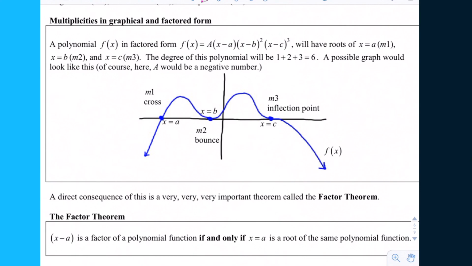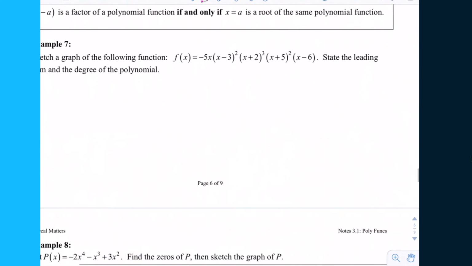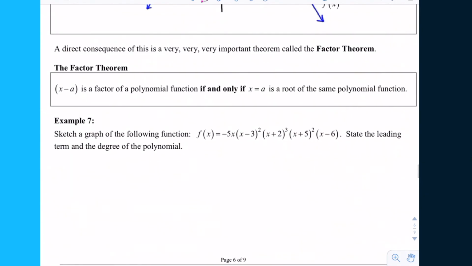The direct consequence is a very, very important theorem called the factor theorem. And we've been using the factor theorem this year, haven't we? Here it is. The factor theorem says, if x minus a is a factor of a polynomial, then x equals a is a root of the polynomial. But because it's if and only if, we can start on the right side: if x equals a is a root of the polynomial, then x minus that number a is a factor of the polynomial. So if you know a factor, you know a root, and if you know a root, you know a factor.